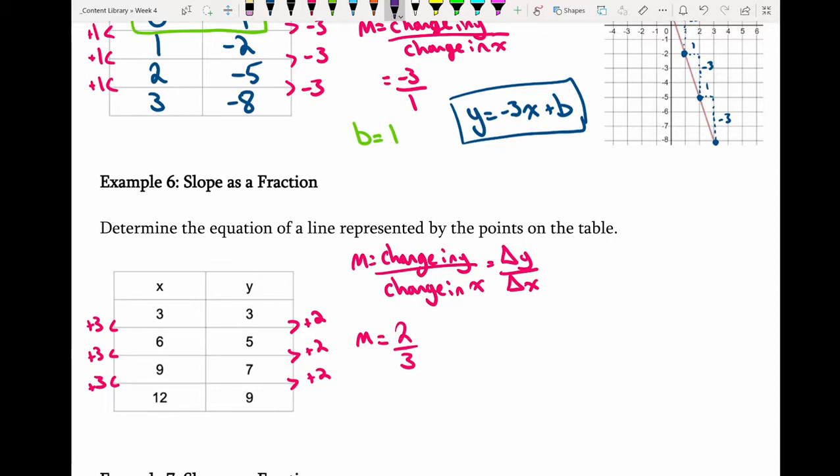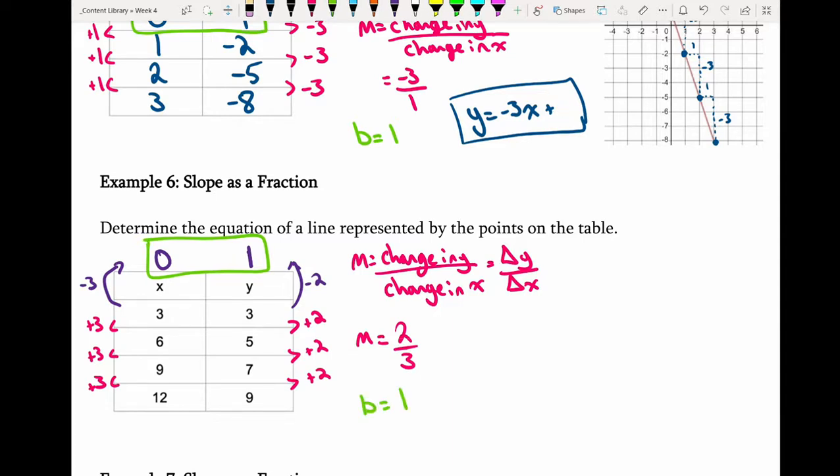Well, because we're increasing by 3, we can work our way backwards, where if I go back 3 steps to 0, that means I have to go back 2 in the y, which means I would go to 1. So I'm basically doing the opposite pattern. If I'm going down my table, I'm increasing by 2 and increasing by 3. If I go back, I'm decreasing by 3 and decreasing by 2, which will give me my y-intercept, or my b value. So in this case, b equals 1.